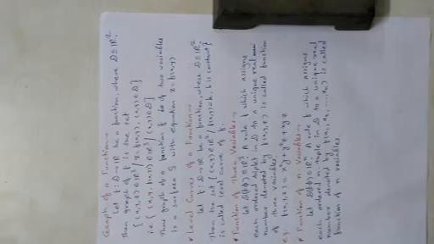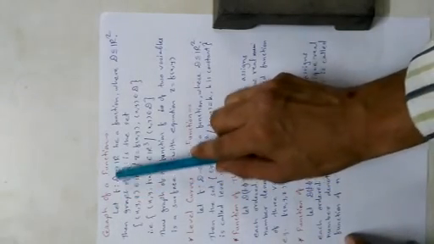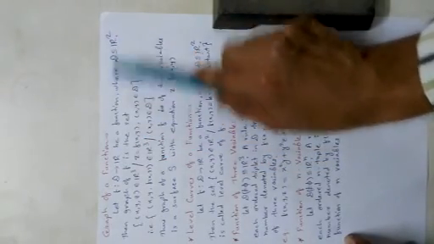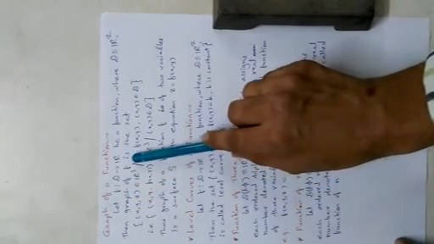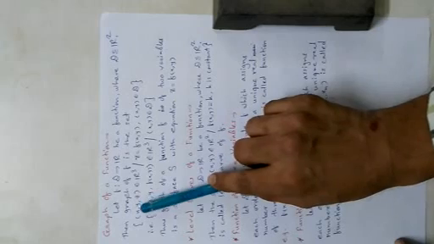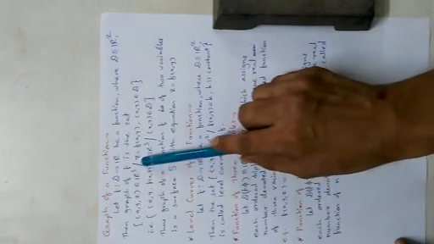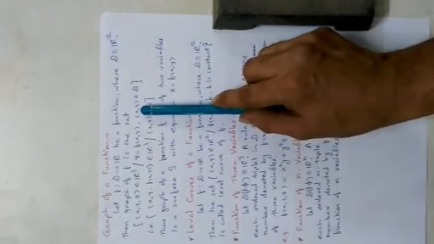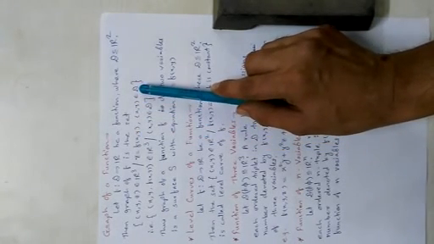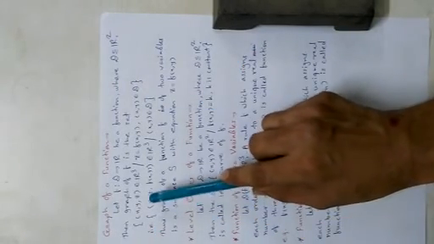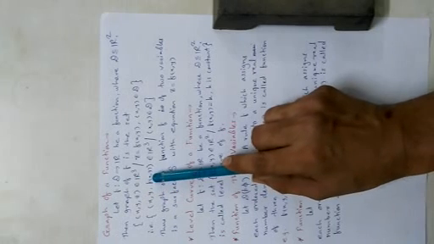Next definition is graph of a function. Let f from D to R be a function where D is a subset of R square. Then the graph of f is the set of all ordered triplets (x, y, z) in R cube such that z is equal to f(x, y), where the ordered pair (x, y) is from capital D. That is the set of all ordered triplets (x, y, f(x, y)).